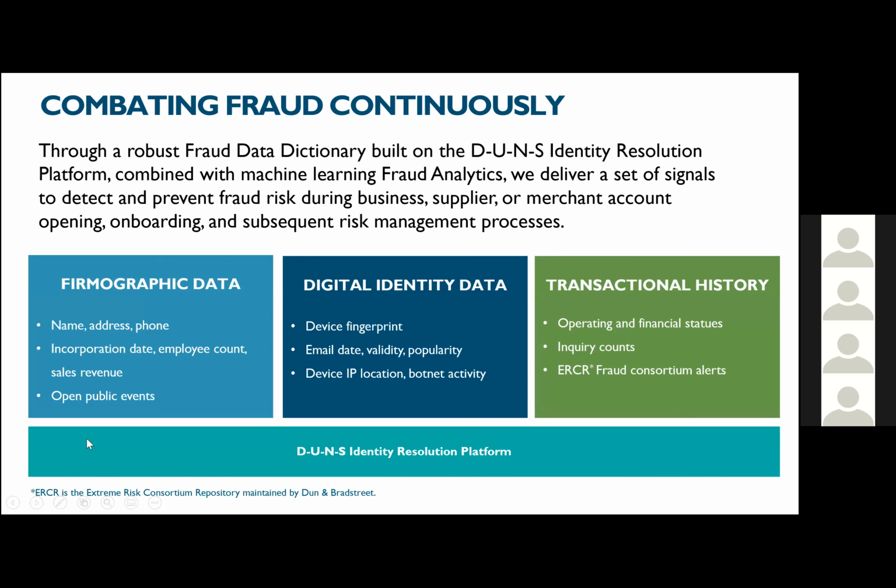So next, we can take a look at, from a data source standpoint, what are we talking about if we go to the next page? This shows you the comprehensive data assets we are leveraging here for fraud detection. So we start from firmographic data to first establish the business identity. Once we identify which business this is, we also find data such as incorporation date, revenue. What about any major open public events, such as bankruptcies or financial embarrassments? We capture digital identity data.